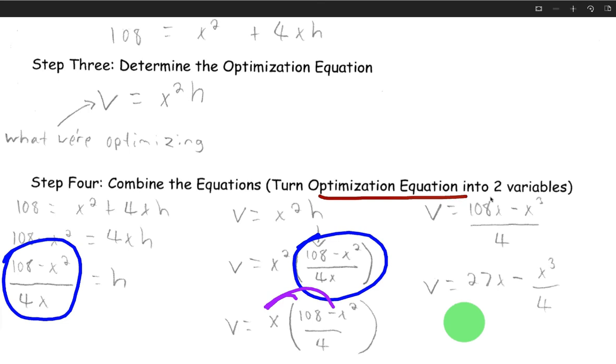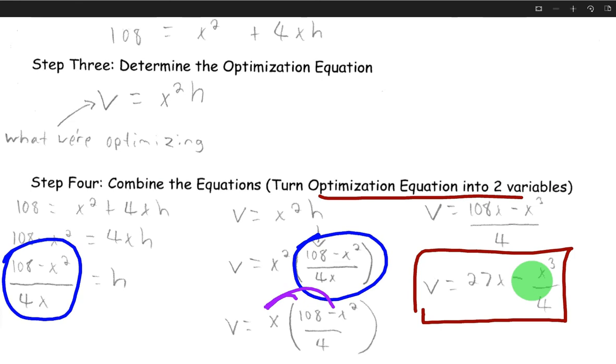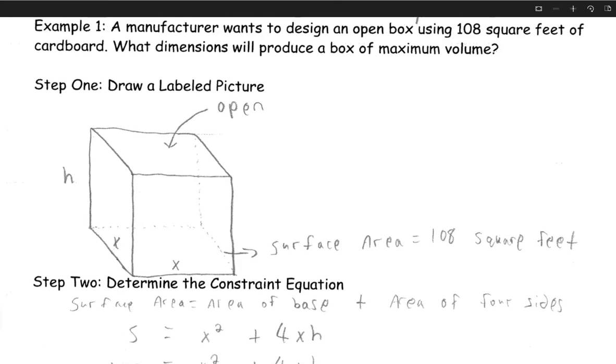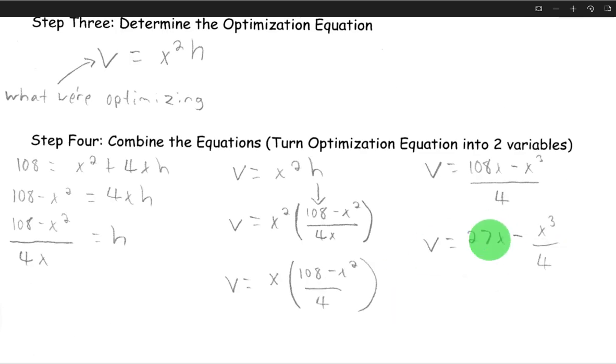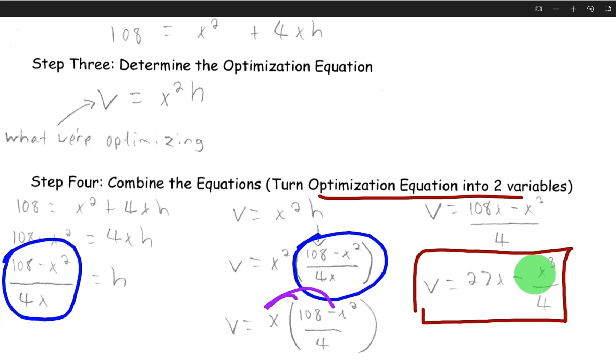So again, now I have my optimization equation in terms of two variables, really. We have the volume, which is based on just x. So if I know x in this problem, and going back to what x means, basically if I just know the side lengths of one of these boxes, I can determine my volume, my maximum volume rather. And so we've turned our optimization equation into one variable, and we can take the derivative and figure out which base length of that box will give us the maximum volume. We've turned it into two variables for step 4 for example 1.